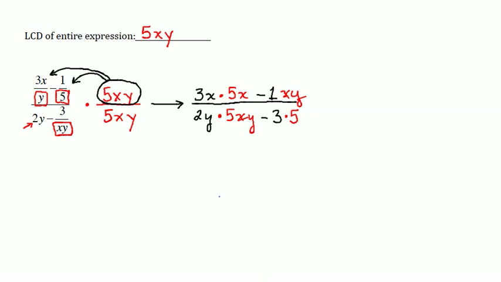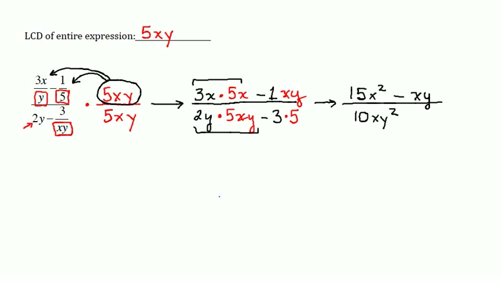I have now cleared all the denominators, and all I have to do now is clean this up a little bit. In my first term, 3x times 5x, I have left 15x squared. In my second term, that's just minus xy. The 1 isn't necessary. In the denominator, 2y times 5xy, I now have 10xy squared. And 3 times 5 becomes minus 15 here.